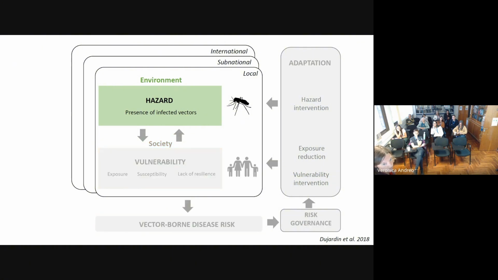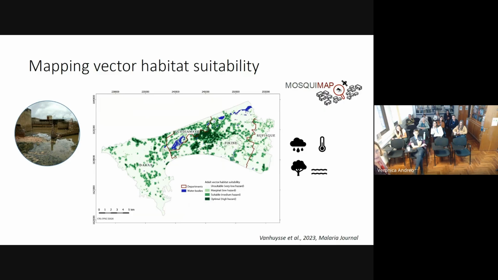Just to start, a short example: this is the malaria risk in Dakar, Senegal. The work was done by a colleague at the ULB, the University of Brussels, Sabine Vanhuysse, maybe you know her? She did very nice work using very high resolution images to map, first, the hazard, the habitat suitability for the vector, mainly using climate and vegetation data. Then it's the mosquito-borne project.